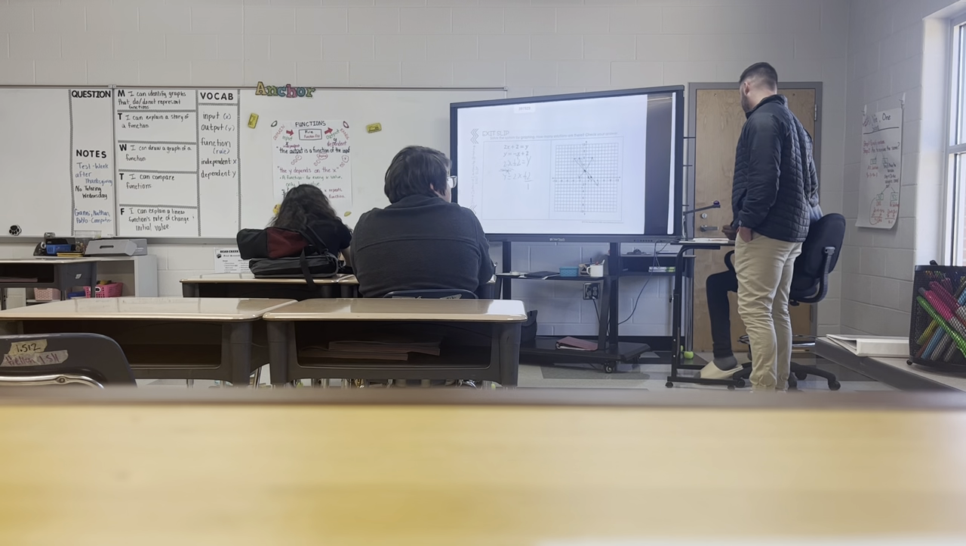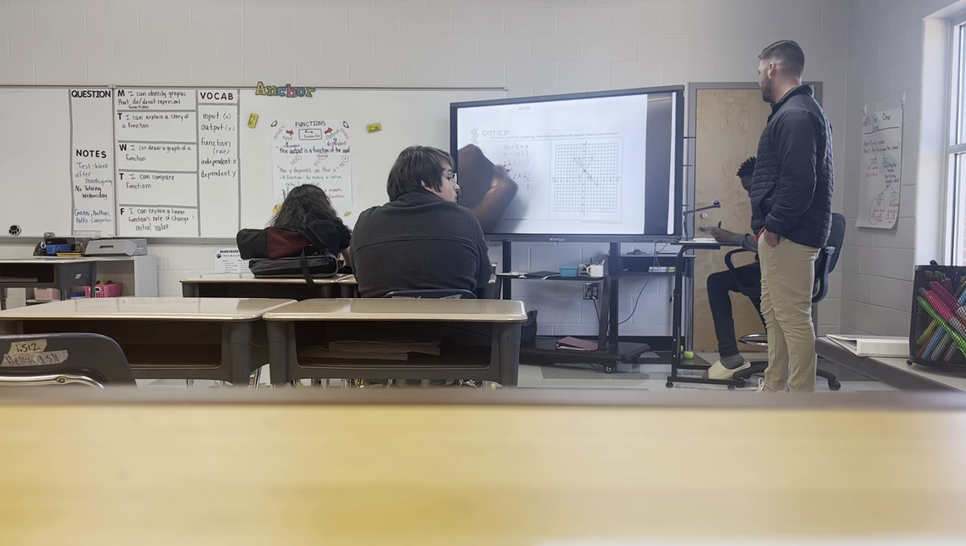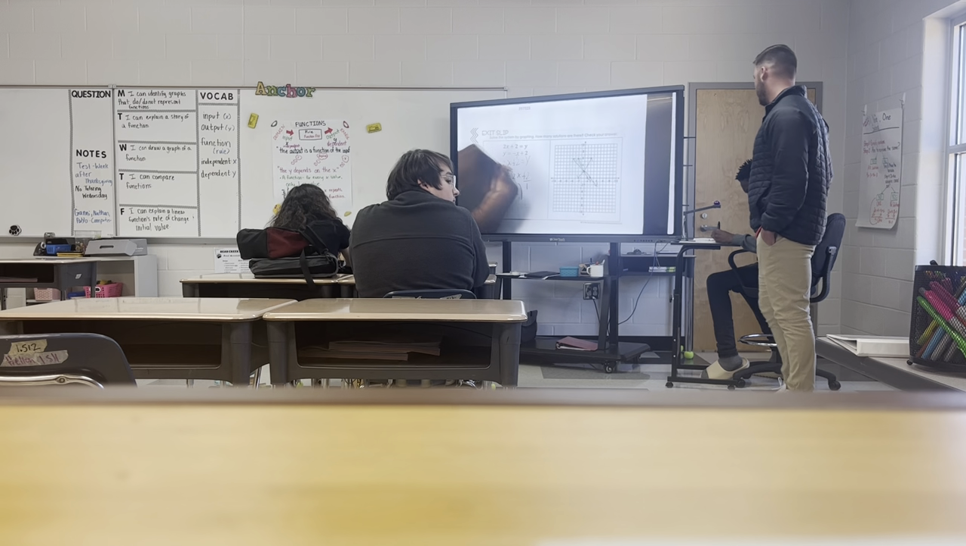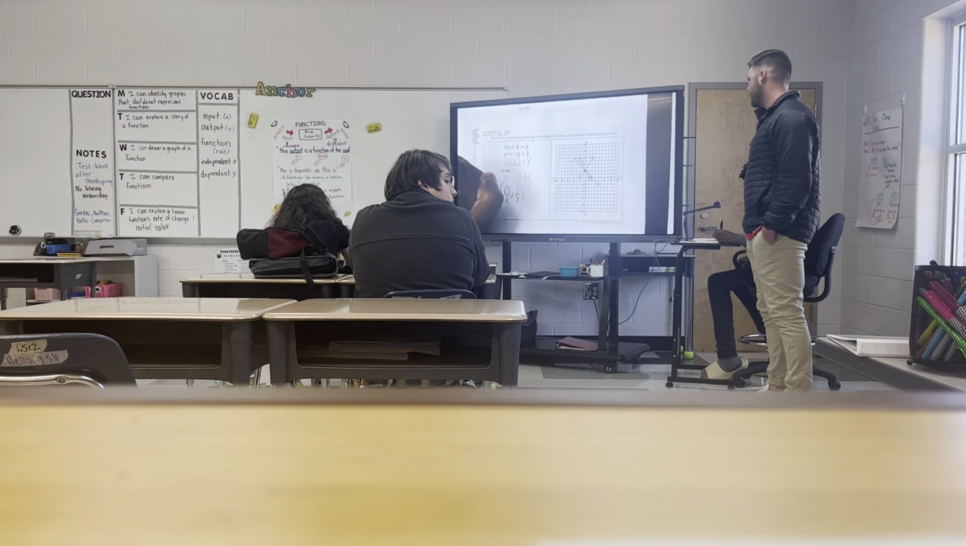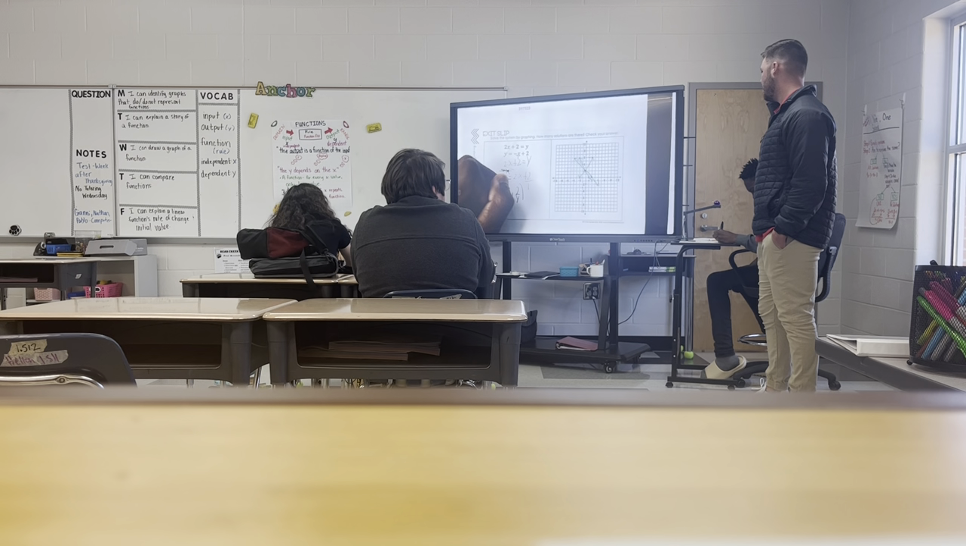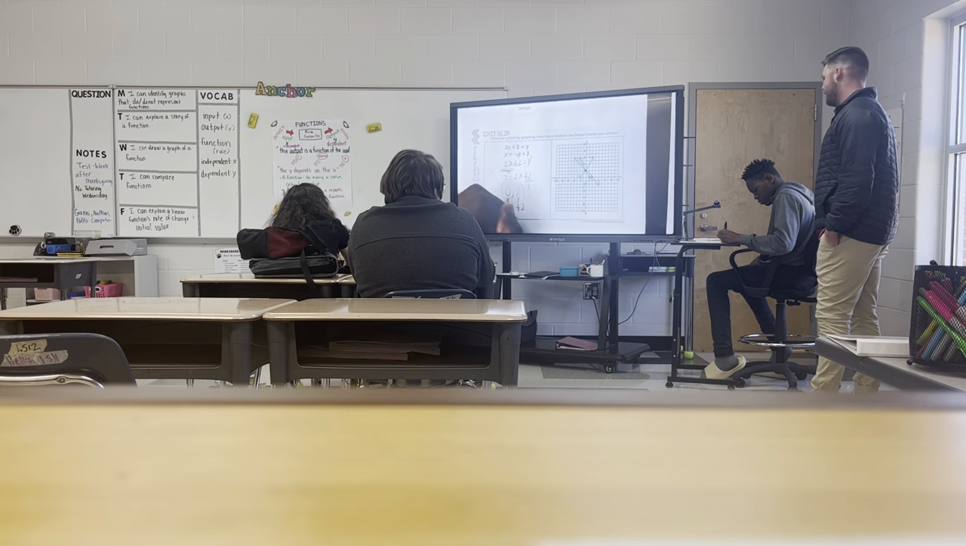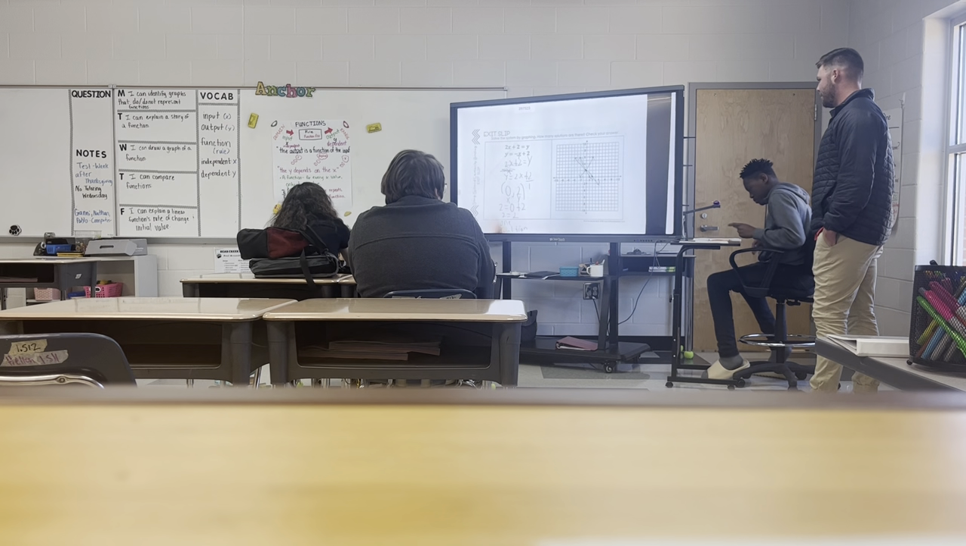So where do they intersect? On x is 0, and then y is 2. Good. So how do we check that? Which equation do you want to do? Probably the second one, right? It's easier? Yeah. You do 2 equals 0 plus 2 would be 2 equals 2, which is one solution. Good job. Awesome. Thank you.